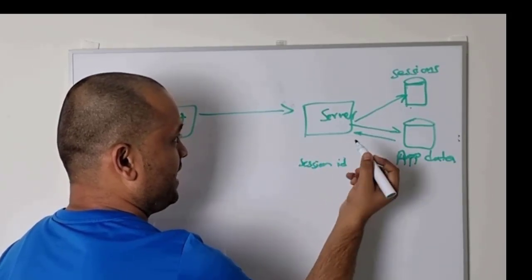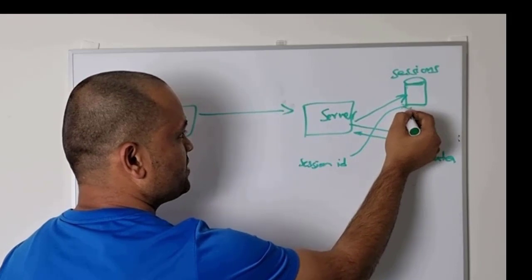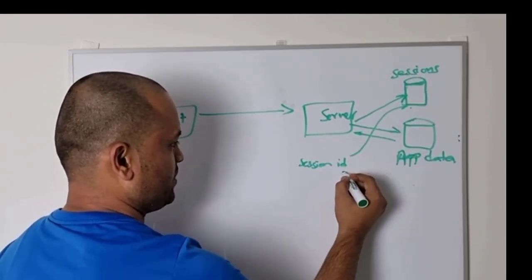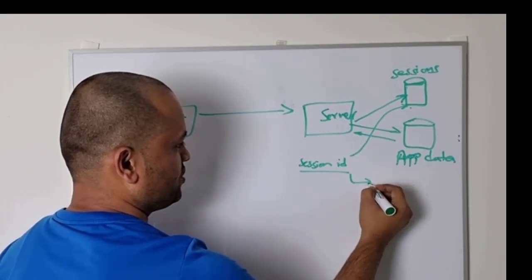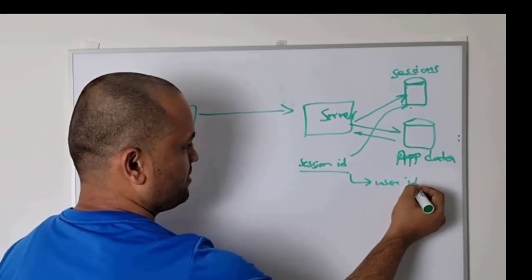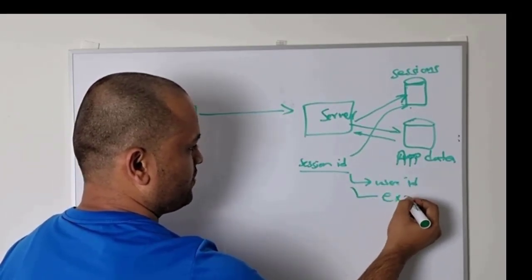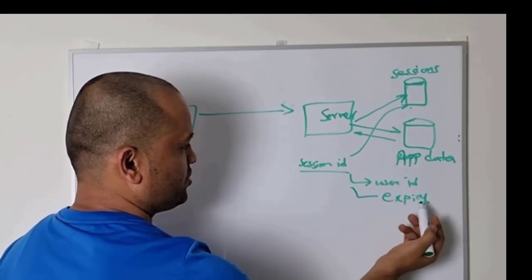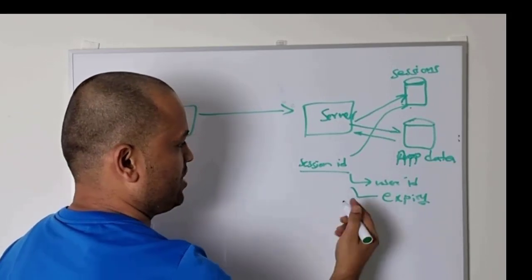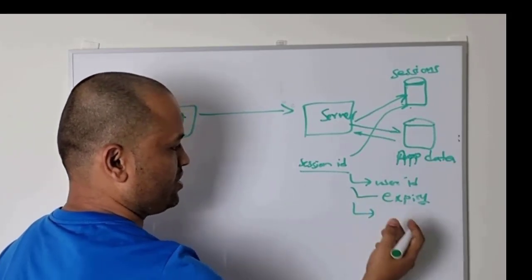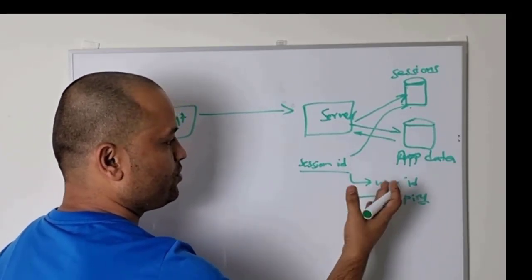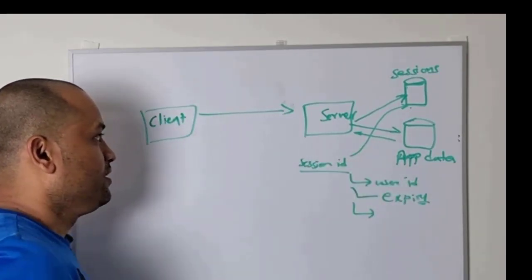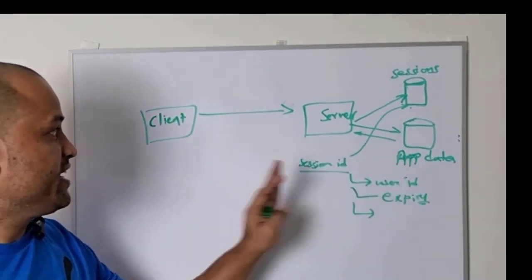Okay, and then that session ID will be stored in this session database along with the user name as well. So session ID is linked to the user ID, and also it will store information like the expiry of the session, and if you want to store any other information in that session related to this user, you can store that information. Okay, so the session ID is created.